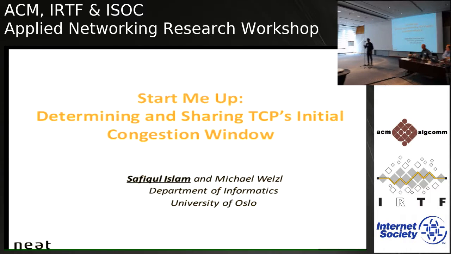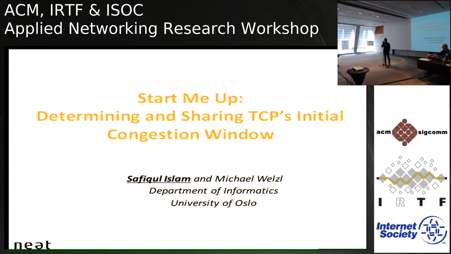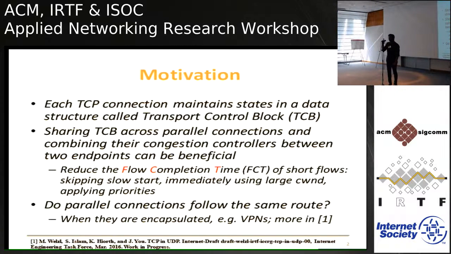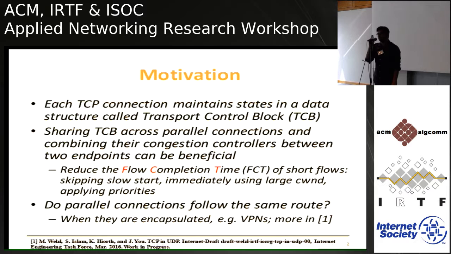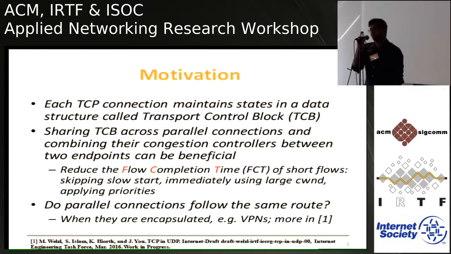Hi everyone, my name is Shafiqul and I'm going to present on Start Me Up: determining and sharing TCP's initial congestion window. Next slide, please. Before delving into the details, why are we doing this? As we know, each TCP connection maintains state in a data structure we call the TCP control block, TCB. Sharing this TCB across parallel connections and combining their congestion controllers can be very beneficial when flows are short. It can reduce the flow completion time, and the flows can skip slow start by immediately taking the large congestion window. Plus, we can also apply prioritization among the flows.